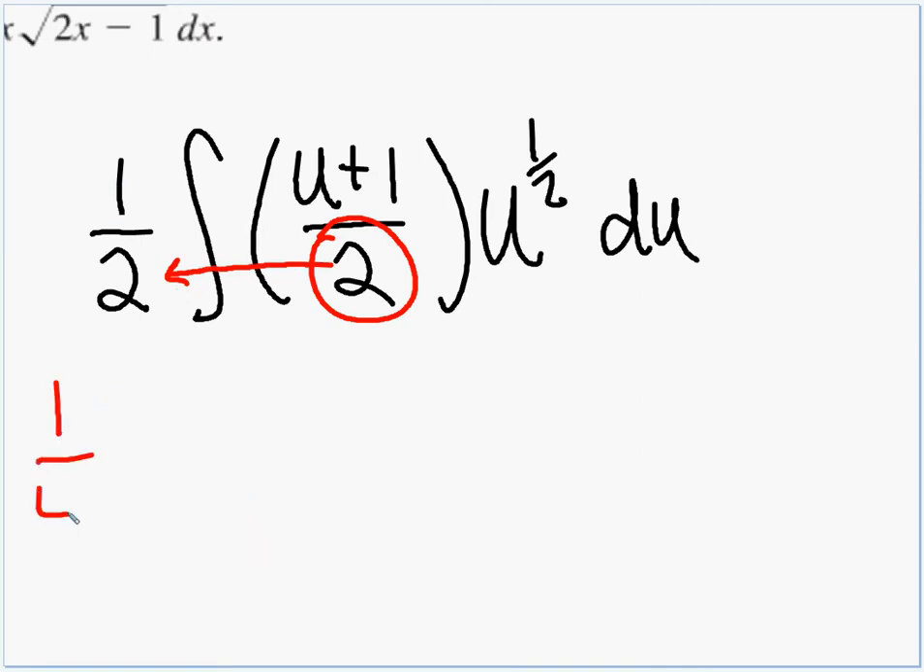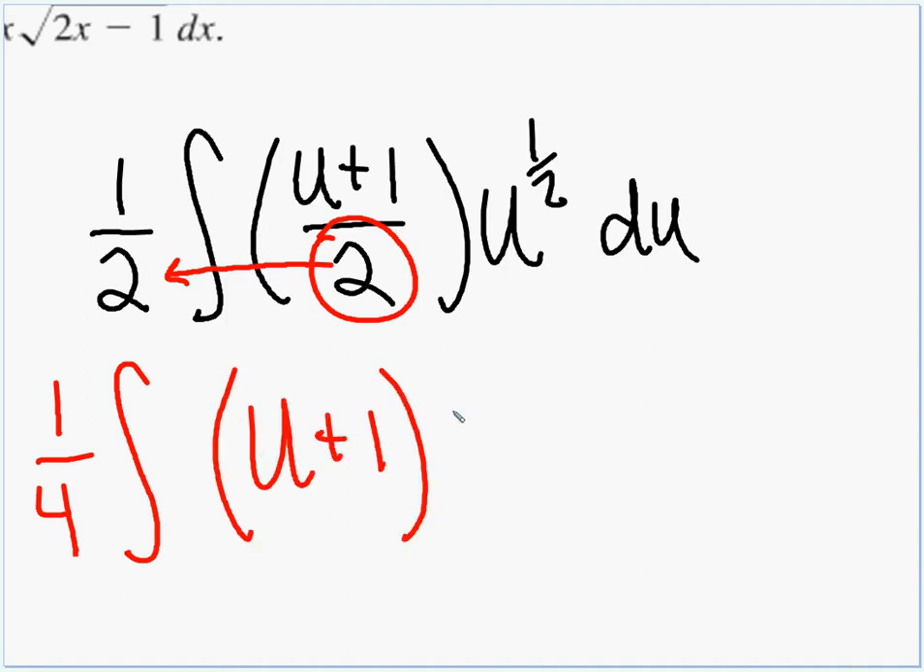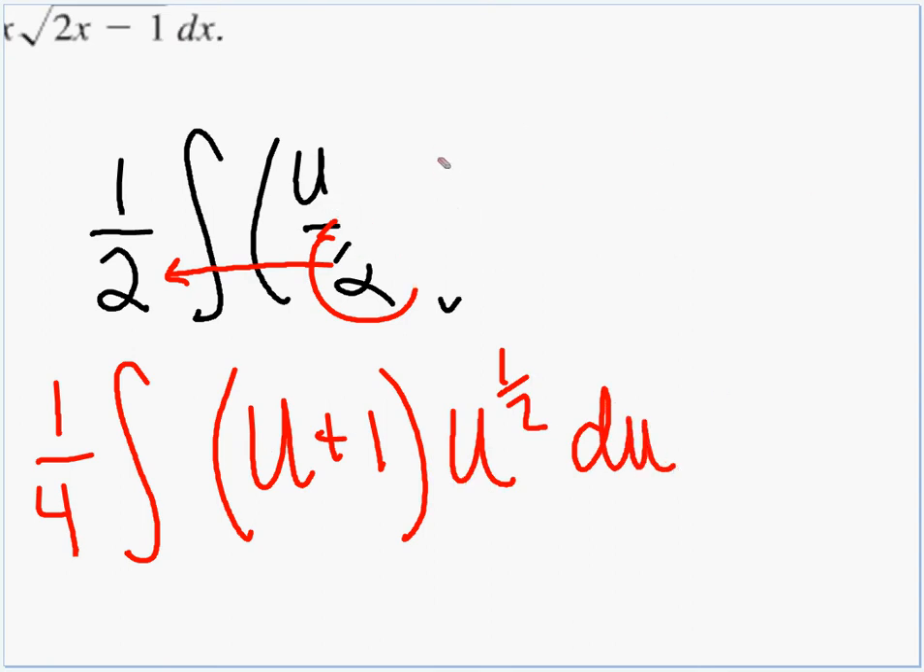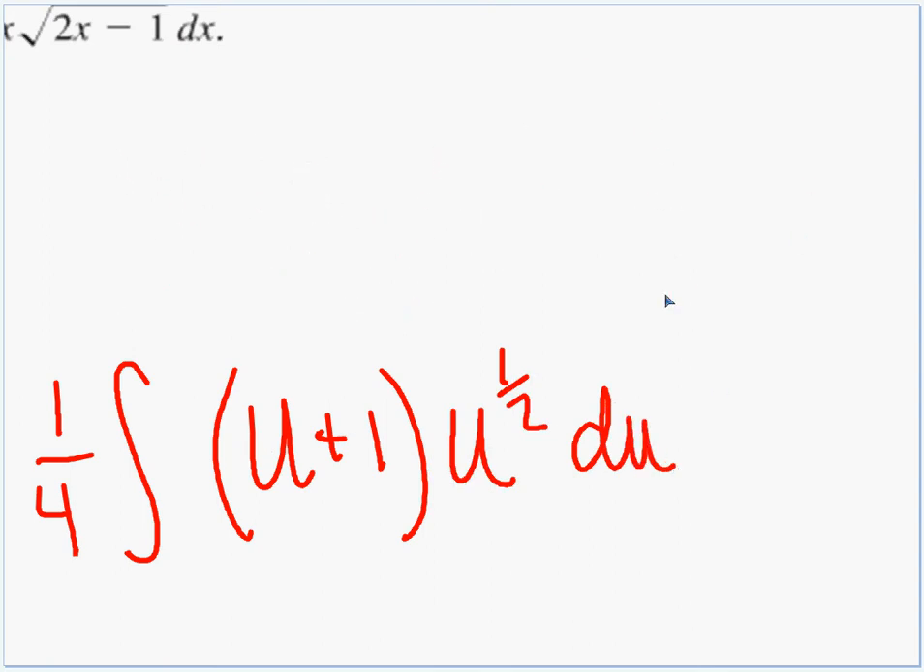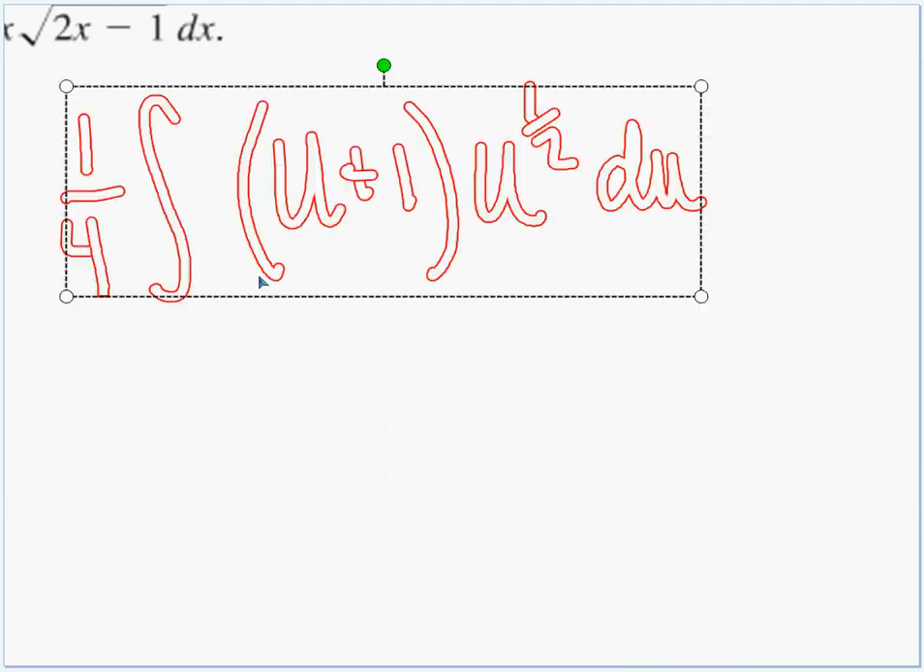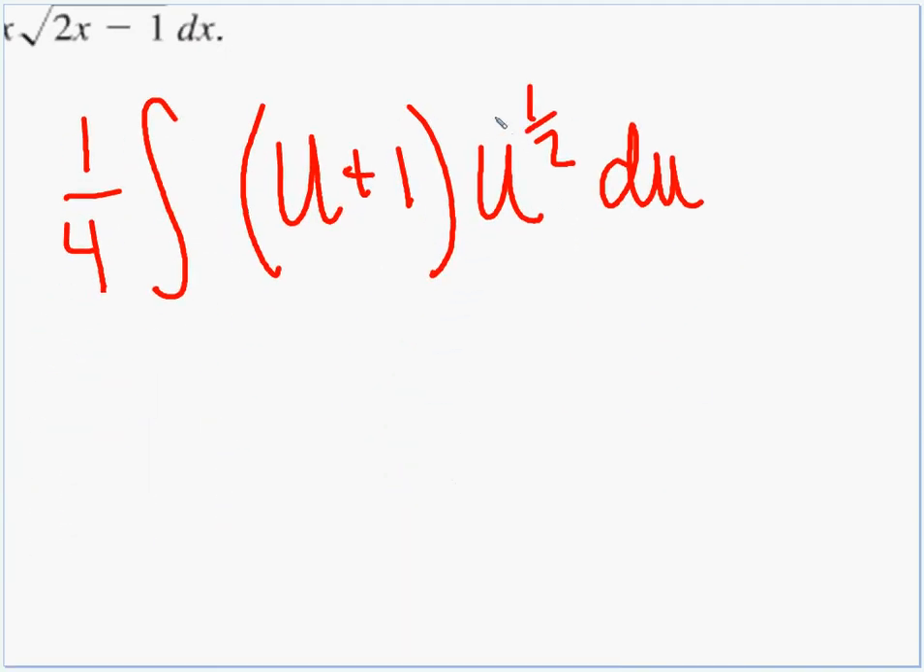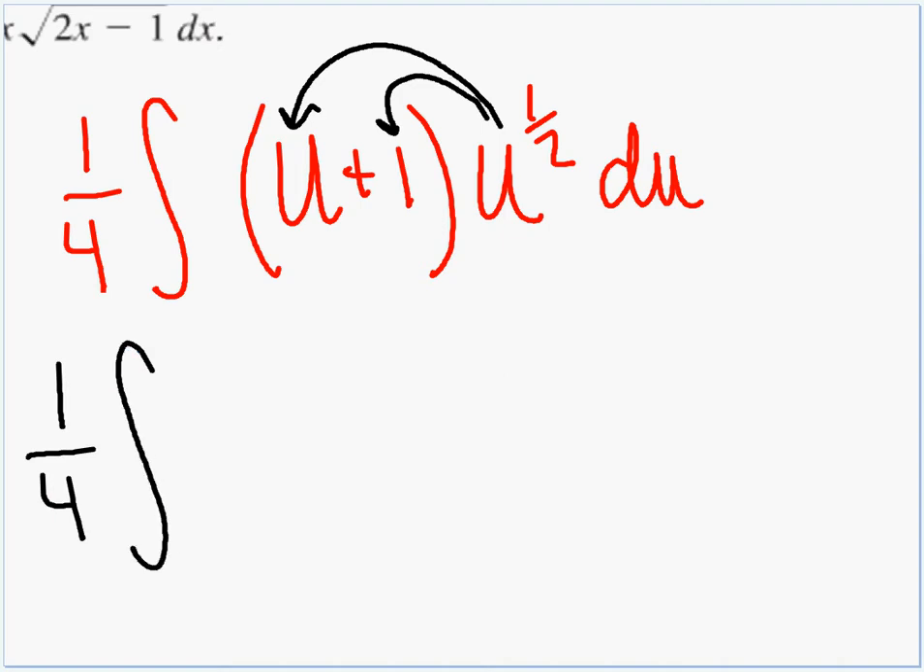Antiderivative of u plus 1 times u to the half du. And we're almost ready to anti-derive, just a little more algebra. Let's distribute u to the half power here and here. So we've got a 1/4 antiderivative of: this is u to the first times u to the half. We add exponents when we multiply like bases. So that's u to the 3/2 plus u to the half times 1 is just u to the half.